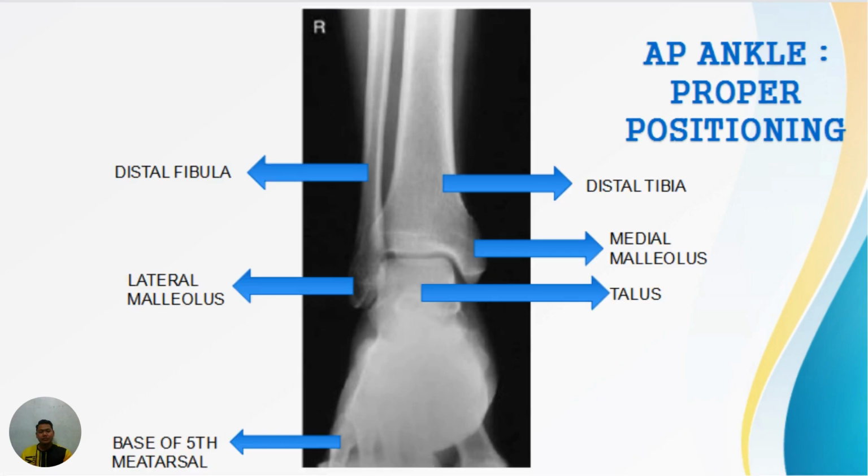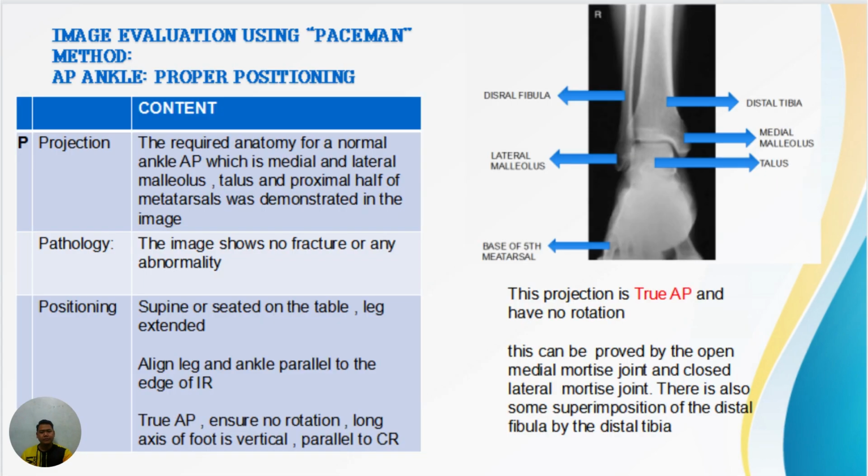Next, let's review the label structure of this image. On the superior side of this image, we can see there is distal tibia and distal fibula. On the middle side of this image, there is lateral malleolus, medial malleolus, and talus. On the inferior side of this image is the base of fifth metatarsal.